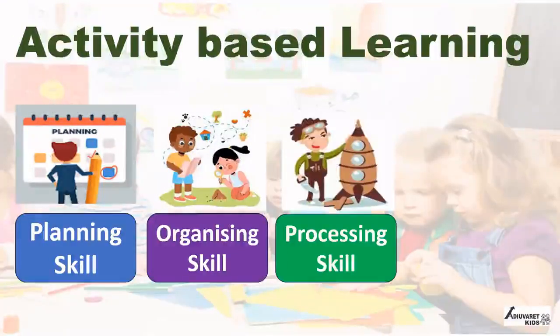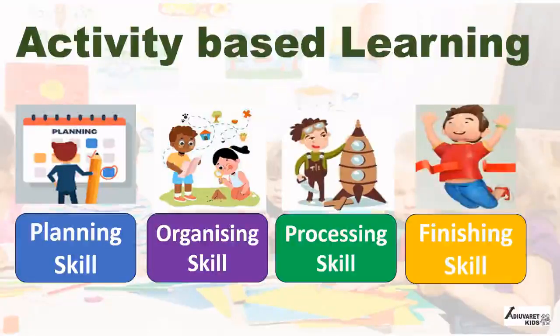Then the third component is the processing skill. While doing a particular activity, we do multiple things, so there must be a stepwise approach. First, what are the things we have to do? Second, what are the things we have to do? Third, what are the things we have to do? If a particular activity is not done through structured steps, then creating any activity or completing them will not add any skill for the children.